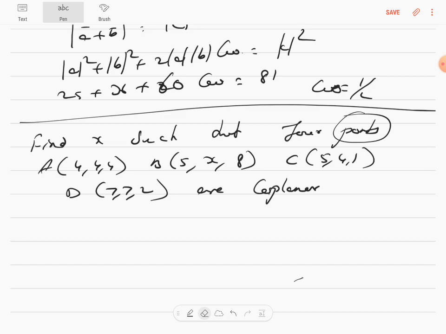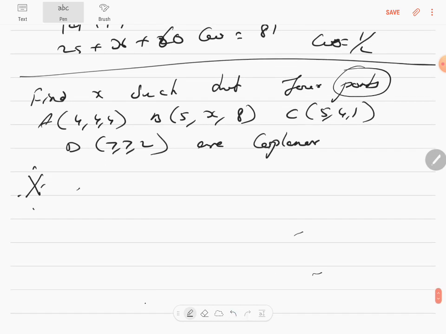So then for coplanar, this is the world's most important thing that I am going to tell you. Whenever they give you 4 points, you have to consider that they have given it from the origin. And so this itself is OA vector with 4i plus 4j plus 4k. You understand what I am saying? So let's write what is the OA vector. OA vector is 4i plus 4j plus 4k. OB vector is 5i plus xj plus 8k.